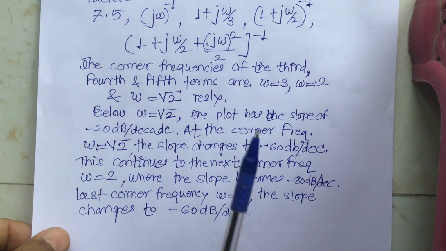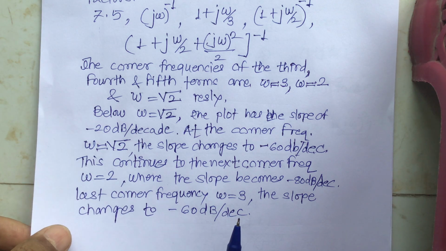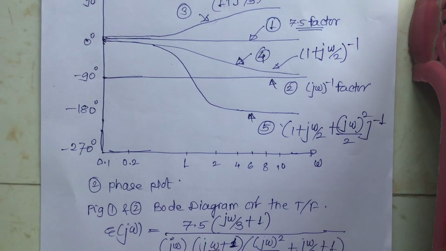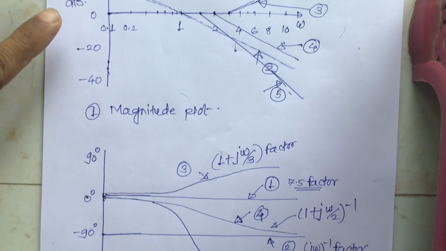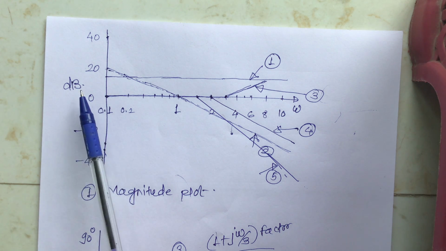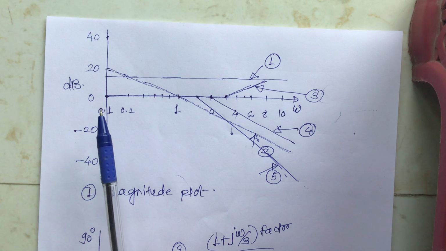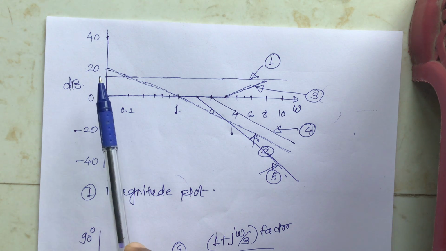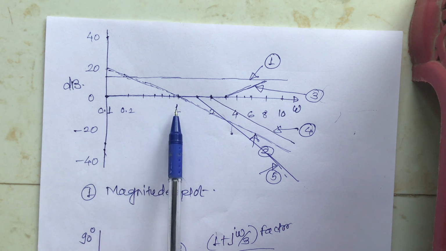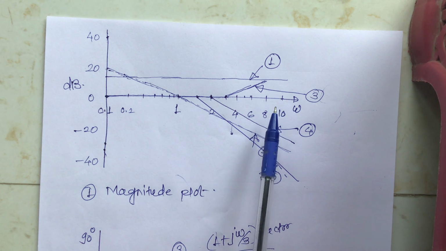Now we have to draw the Bode plot for this transfer function, as we have done in all the homeworks. This is the Bode plot, that is, the magnitude plot versus frequency. I have drawn this magnitude versus frequency: 0 dB, 20 dB, 40 dB, and on the negative side minus 20, minus 40 dB. From 0.1 to 1 is one decade, and 1 to 10 is another decade.